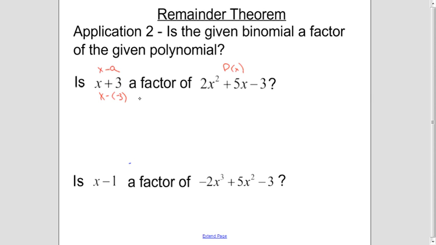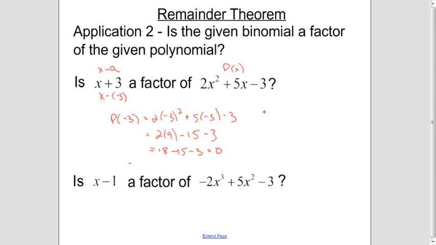In this problem, now I will evaluate p at -3, which gives me 2 times -3 squared plus 5 times -3 minus 3, which is going to give me 2 times 9 minus 15 minus 3, which is 18 minus 15 minus 3, which is equal to 0.